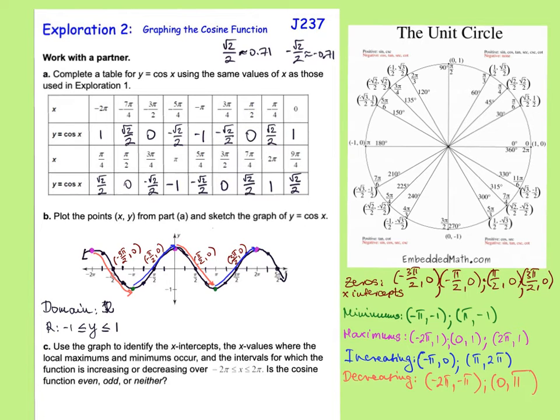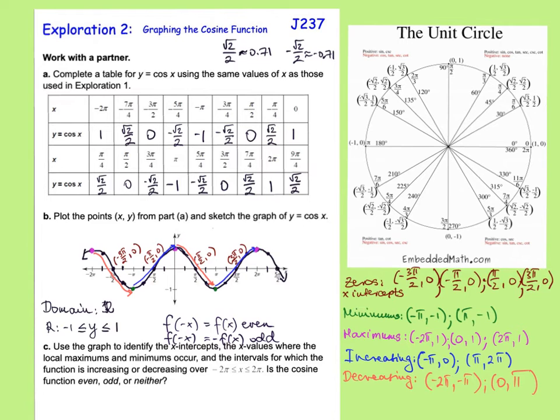And the last thing we need to figure out is if the function is odd, even, or neither. Remember, if f of negative x is the same as f of x, then the function is going to be even. If f of negative x is equal to negative f of x, then the function is going to be odd. And the function is neither if it's neither of these two.